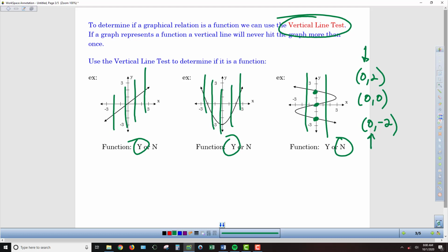The key here is that we understand the vertical line test is not something different or separate from the main definition of a function. It's just a graphical test to see if any inputs are being repeated.